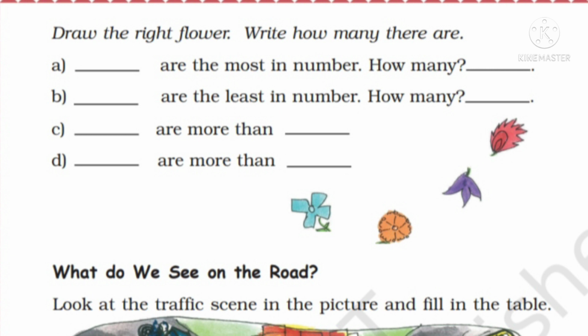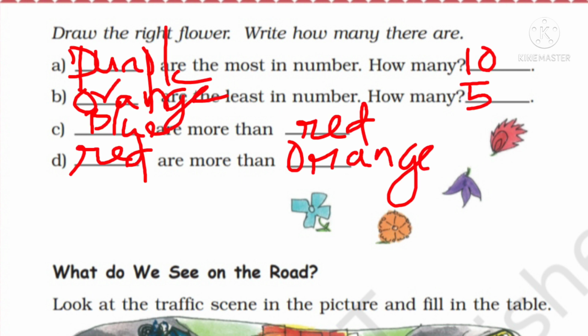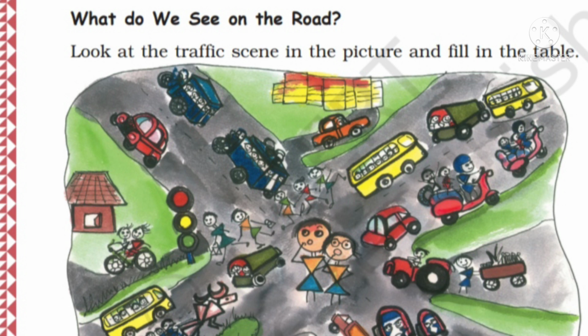Orange. How many are they? 5. Dash are more than dash. Blue is more than red. Okay. Dash are more than dash. Red is more than orange. Okay, very good.